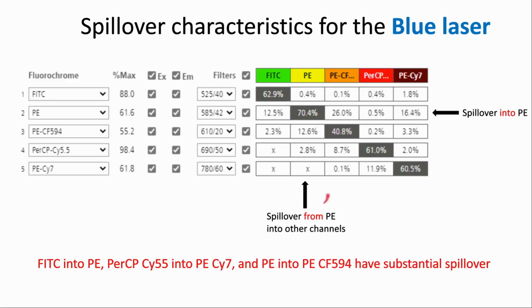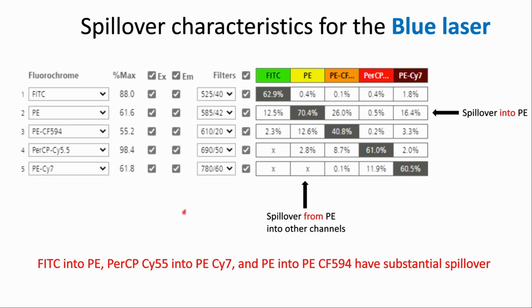BD on their website has provided a numerical translation of this spillover for each of the laser and filter combinations. If we translate this into numbers, we can see the spillover into PE from FITC is approximately 12%, and the rest of the categories spilling over into PE are expressed across in rows. The spillover from PE into the other channels is expressed in columns, and we can see that at least 12% of the PE will spill over into the PE-CF594 channel.